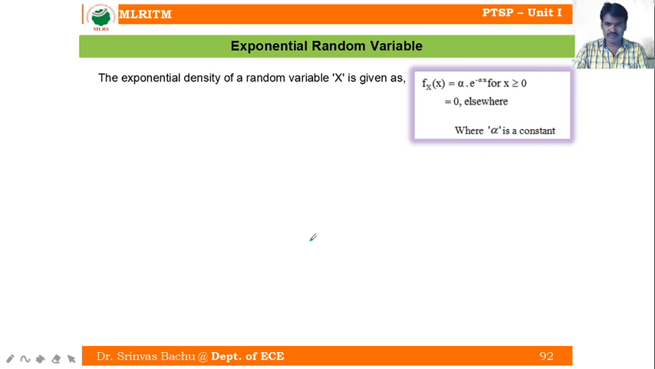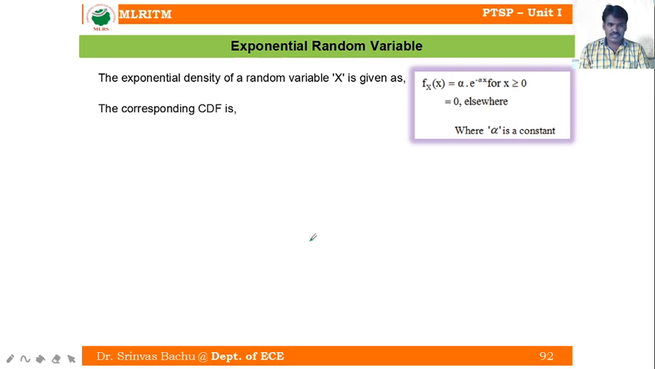Coming to the exponential random variable, a random variable x is said to be exponential if and only if the density function is in the form of alpha into e power minus alpha x for x greater than or equal to 0. Alpha is some constant.